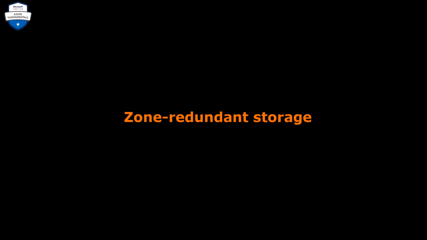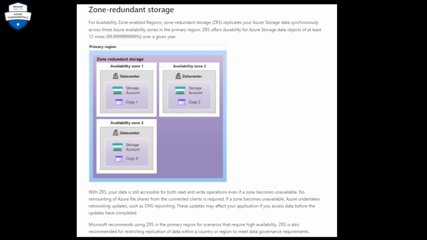Zone-redundant storage. For availability zone-enabled regions, zone-redundant storage, ZRS, replicates your Azure storage data synchronously across 3 Azure availability zones in the primary region. ZRS offers durability for Azure storage data objects of at least 12 nines, 99.9999999999%, over a given year. Diagram showing ZRS, with a copy of data stored in each of 3 availability zones.